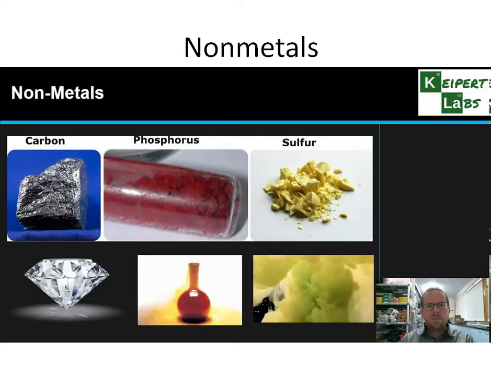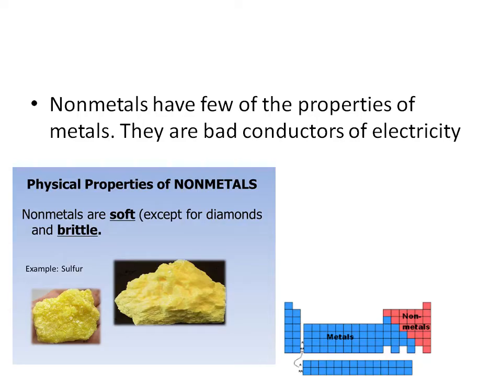Non-metals are basically everything that metals are not. They are not shiny. They're dull looking. They cannot be hammered into shape. They're brittle and break. They don't conduct electricity or heat very well.